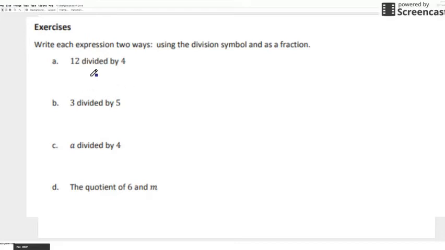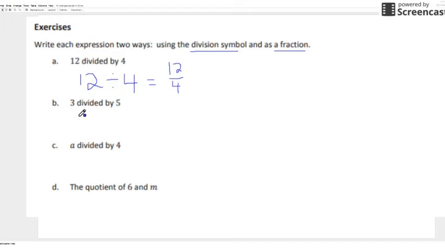All right, so if we look at the first one, A, it says 12 divided by 4. So first I'm going to write it first as a symbol and then as a fraction. So of course we have 12 with the division symbol, 12 divided by 4. And of course this is equal to 12 divided by, or 12 fraction bar 4, if you want to say it like that. This just simply says 12 divided by 4. There you go. That's it. That's all they're asking us to do.